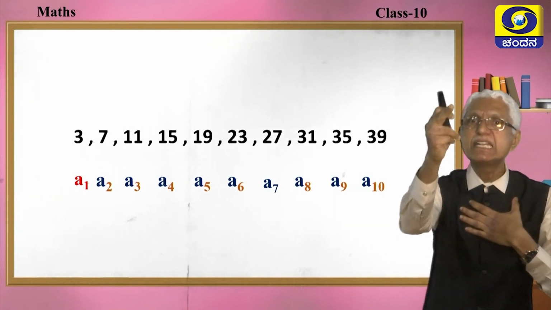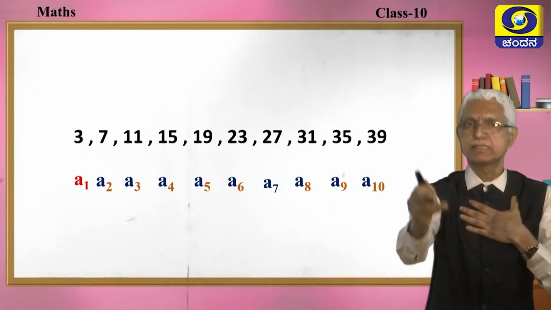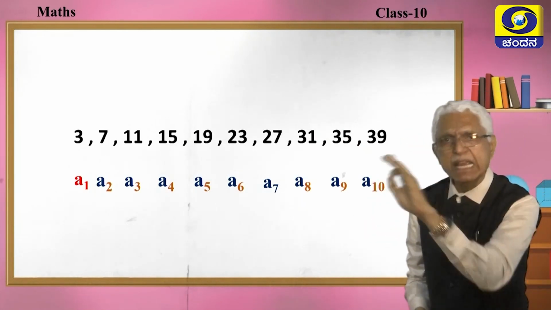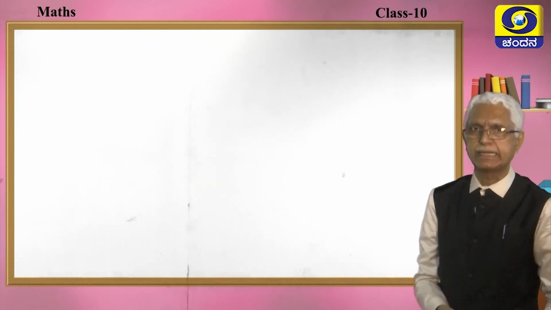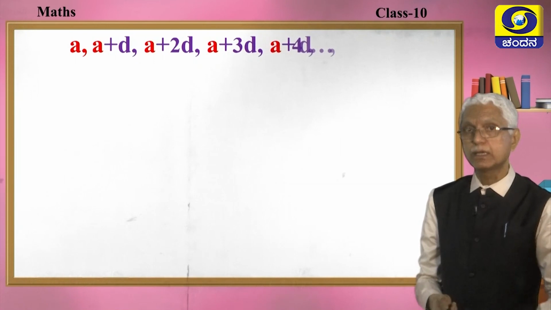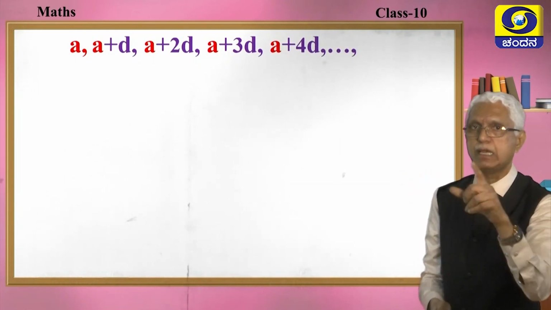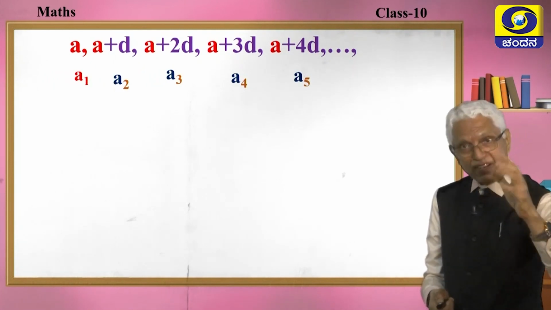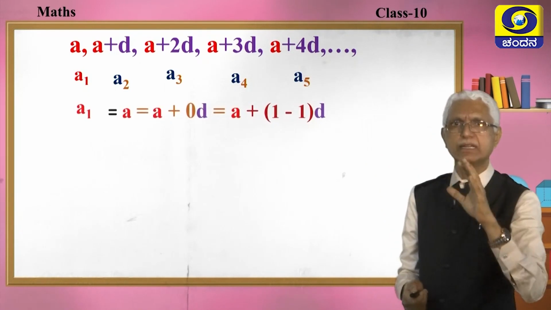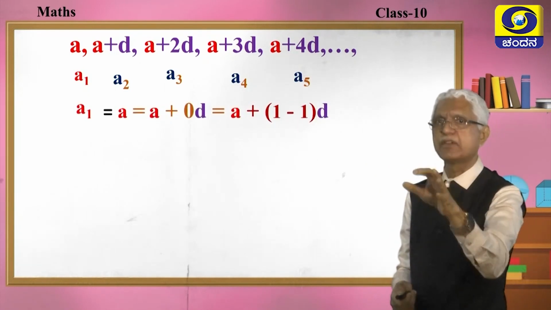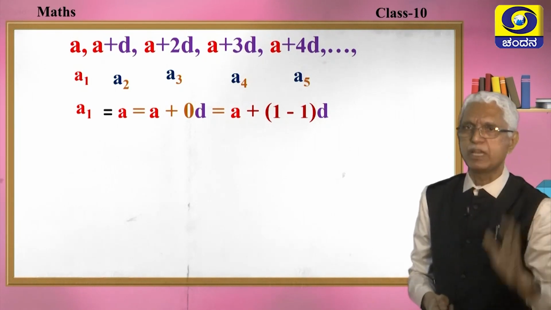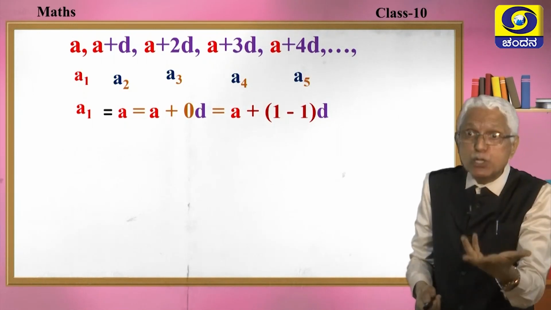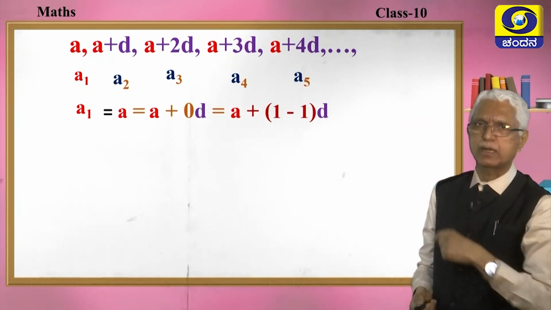Suppose I denote the first term as A1, second as A2, third as A3 and the 10th term as A10. For convenience, I have named the terms as A1, A2, A3 up to A10. What am I going to do now here? The general form of an AP is A, A plus D, A plus 2D, A plus 3D, A plus 4D. A is the first term in that. I will denote it by A1. A plus D is the second one, A2, A3, A4, A5. Now, please have patience. Give me a little time because I want you to generalize the formula. I want you to find out the formula to find any particular term of a given AP.